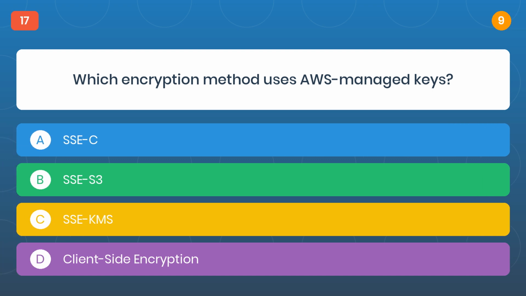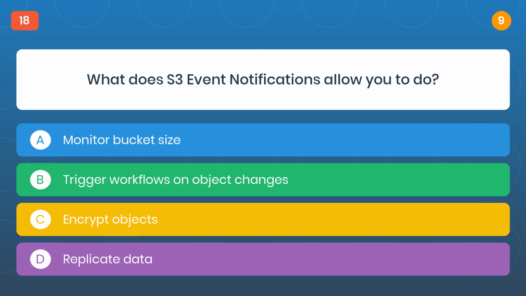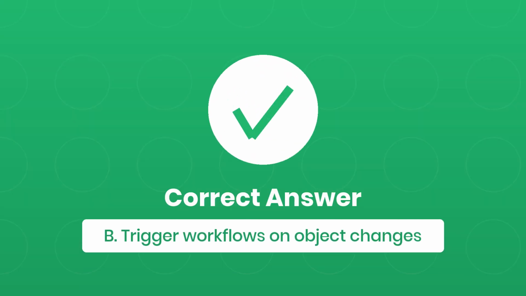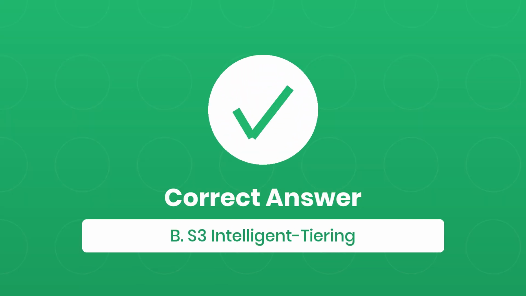Question 17. Which encryption method uses AWS managed keys? The correct answer is B, SSE-S3. Question 18. What does S3 event notifications allow you to do? The correct answer is B, trigger workflows on object changes. Question 19. Which S3 storage class automatically moves data between access tiers? The correct answer is B, S3 intelligent tiering.